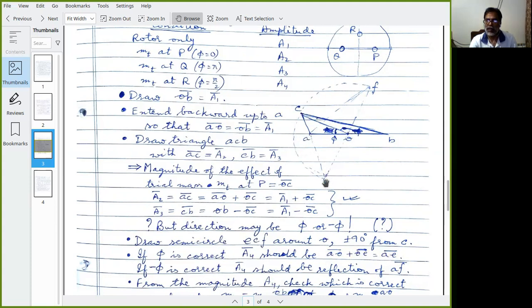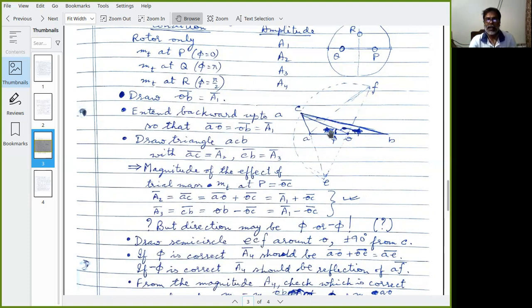Check this one too. Otherwise, if minus phi is correct, then A4 should be something else. And in that case, what would happen? If minus phi is correct, then this entire figure would be a mirror image of this one against the mirror AB. Then this F would be down like this, and AF would come like this.